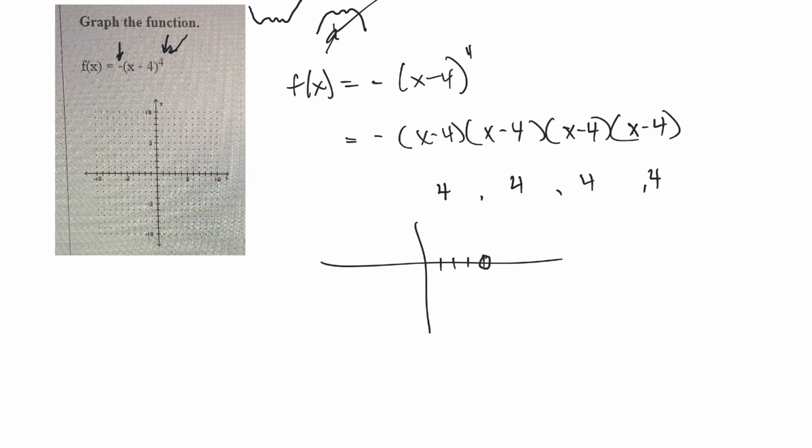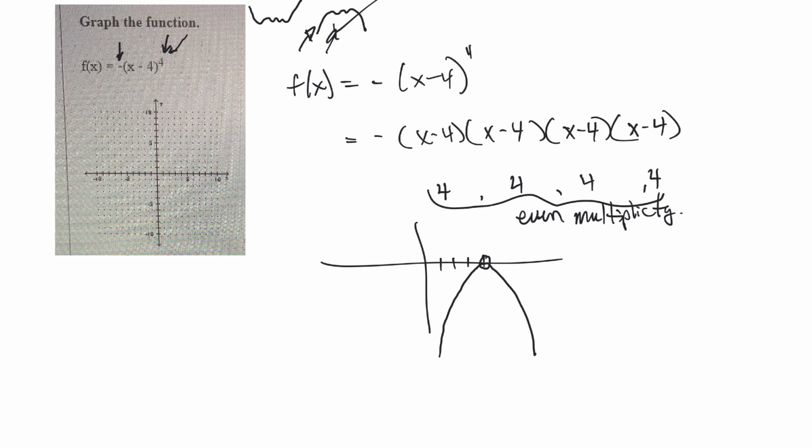something happens. Because this is an even multiplicity, and even multiplicity means it comes down and touches the graph at that point. Or in our case, it's going to go up from the bottom and touch the graph at that point. So the graph will come up and just touch there and then go back down. It'll almost look like a quadratic function. But if you have four zeros that are identical, it'll sort of look like a quadratic at that point.